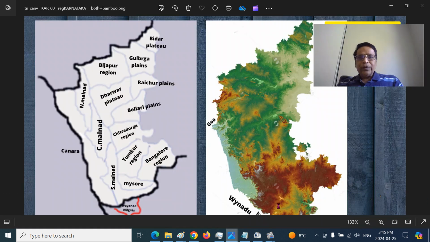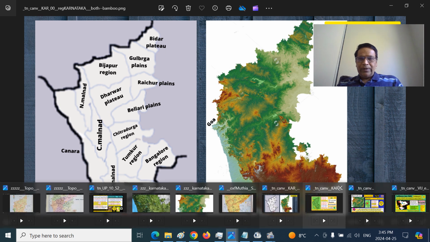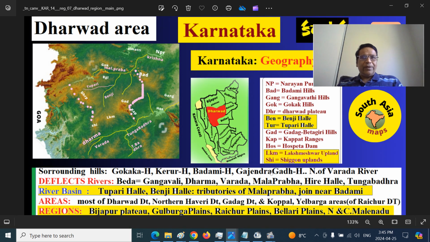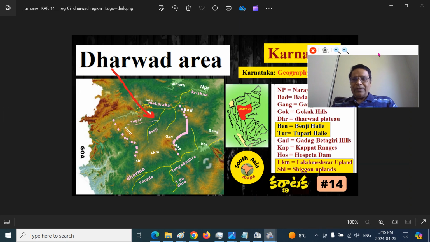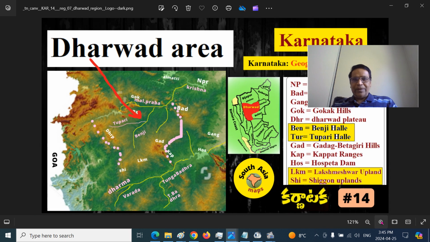So we can see both the Dharwar plateau regions here. Malaprabha River and Varda Dharma River here, Hospet Dam, this entire area, Dharwad Plateau region, Dharwad region. So that is about the fascinating Dharwad area of Karnataka province. Hope this will give you a broader perspective of the land, geography.